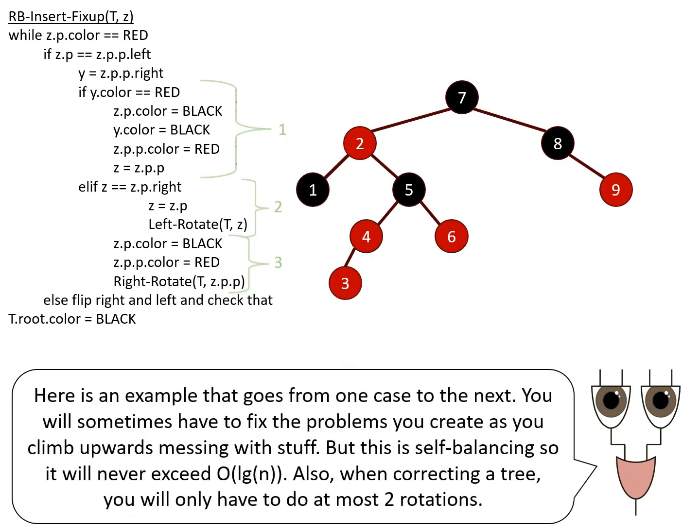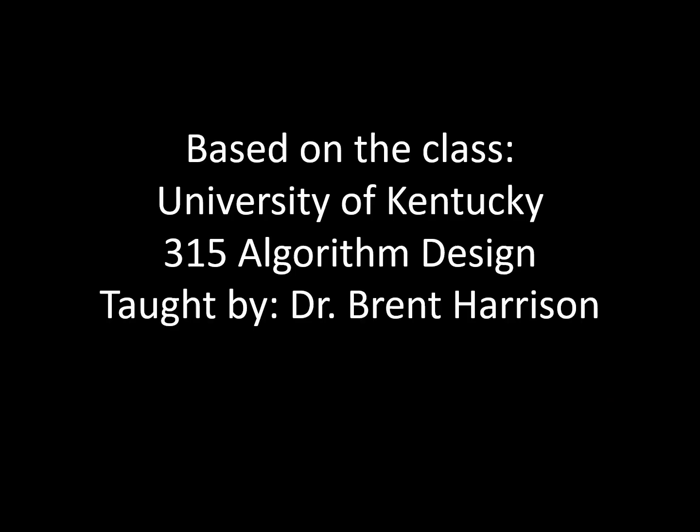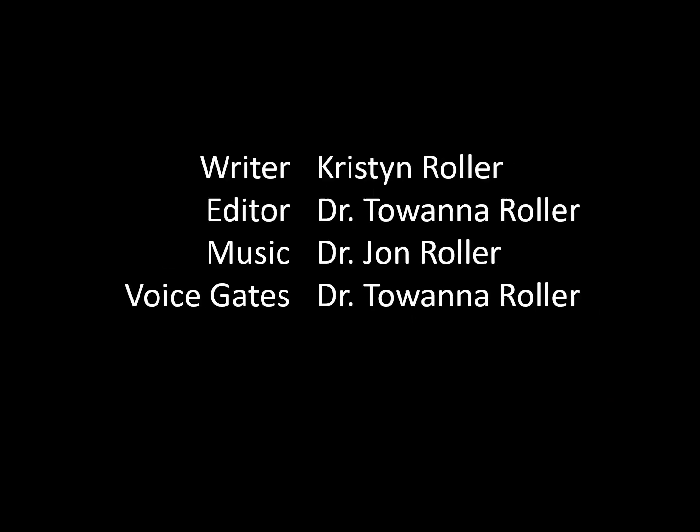Here's an example that goes from one case to the next. You will sometimes have to fix the problems you create as you climb upwards, messing with stuff. But this is a self-balancing tree, so it will never exceed order of log of n. Also, when correcting a tree, you will only have to do at most 2 rotations.